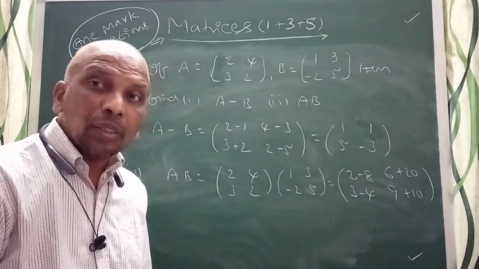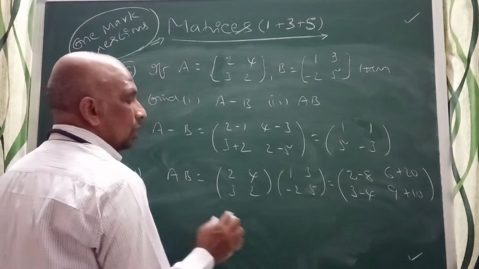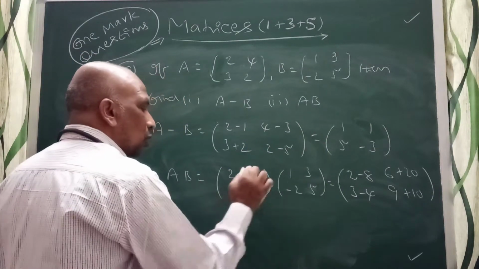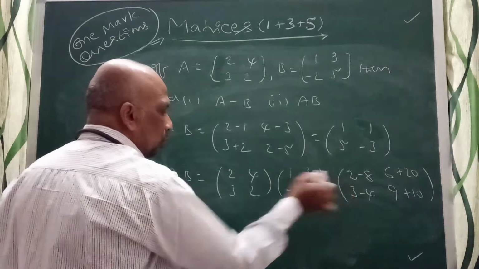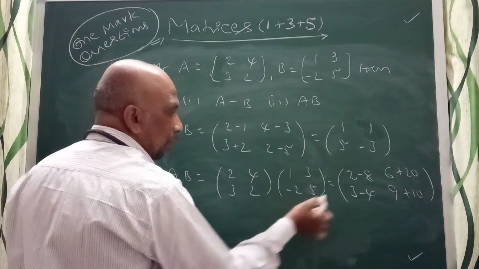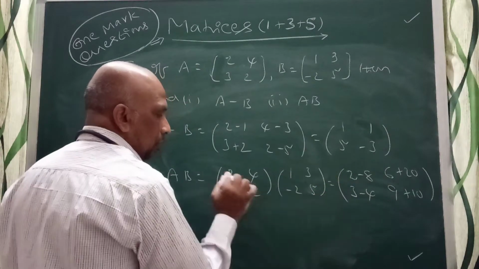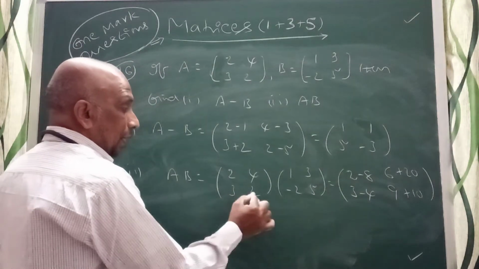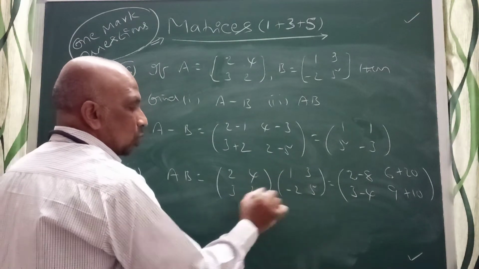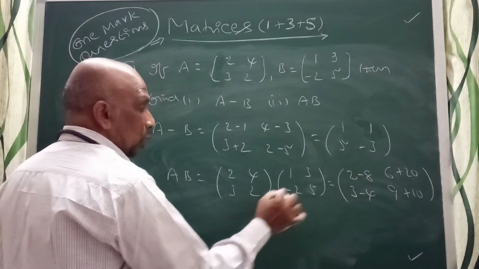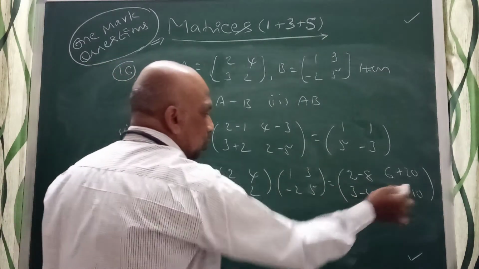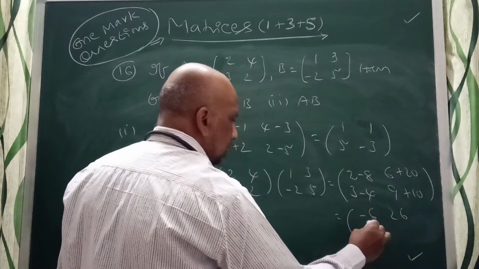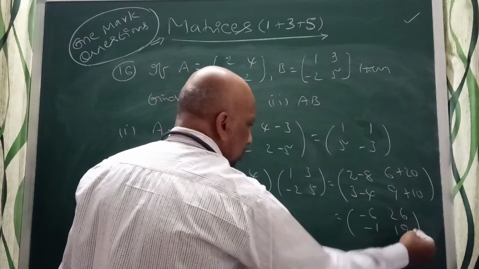When you multiply two matrices, the number of columns of the first one should be equal to the number of rows of the second one. First row with first column, 2 into 1 is 2, plus 4 into minus 2 is minus 8. First row with the second column, 2 into 3, plus 4 into 5. Second row with first column, 3 into 1, plus 2 into minus 2. Second row with second column, 3 into 3, plus 2 into 5. This will be minus 6, 26, and you get minus 1, 19.